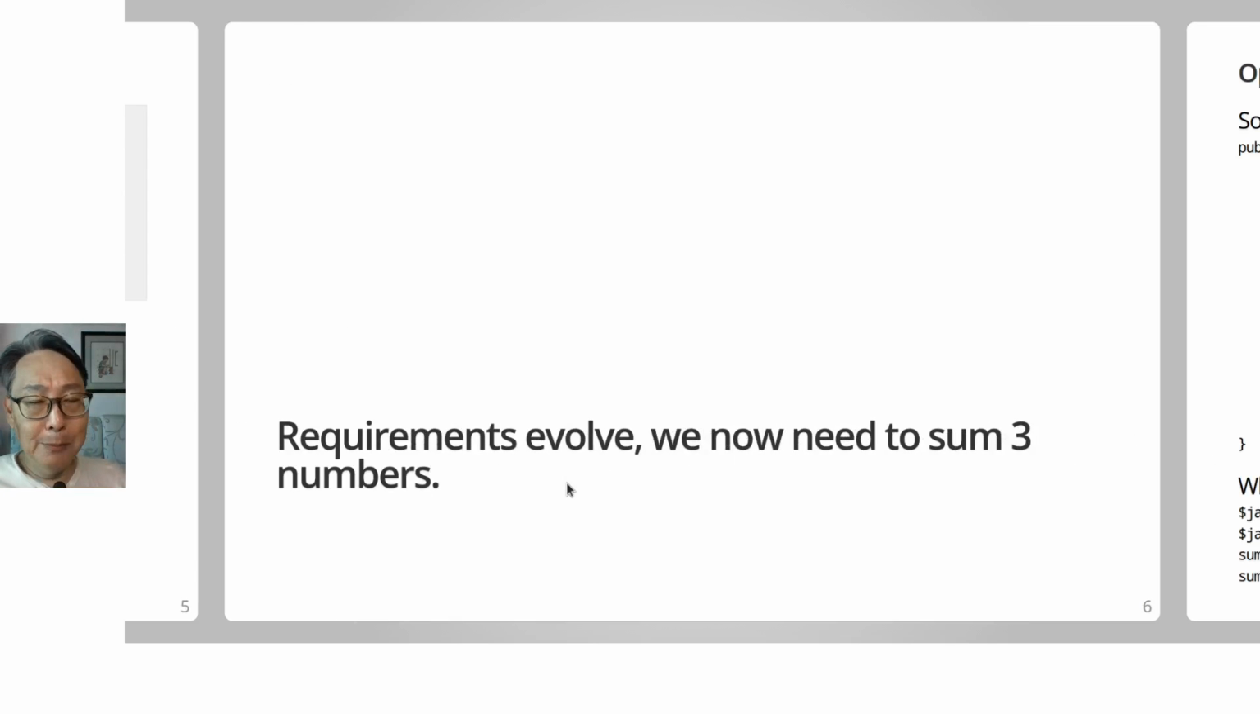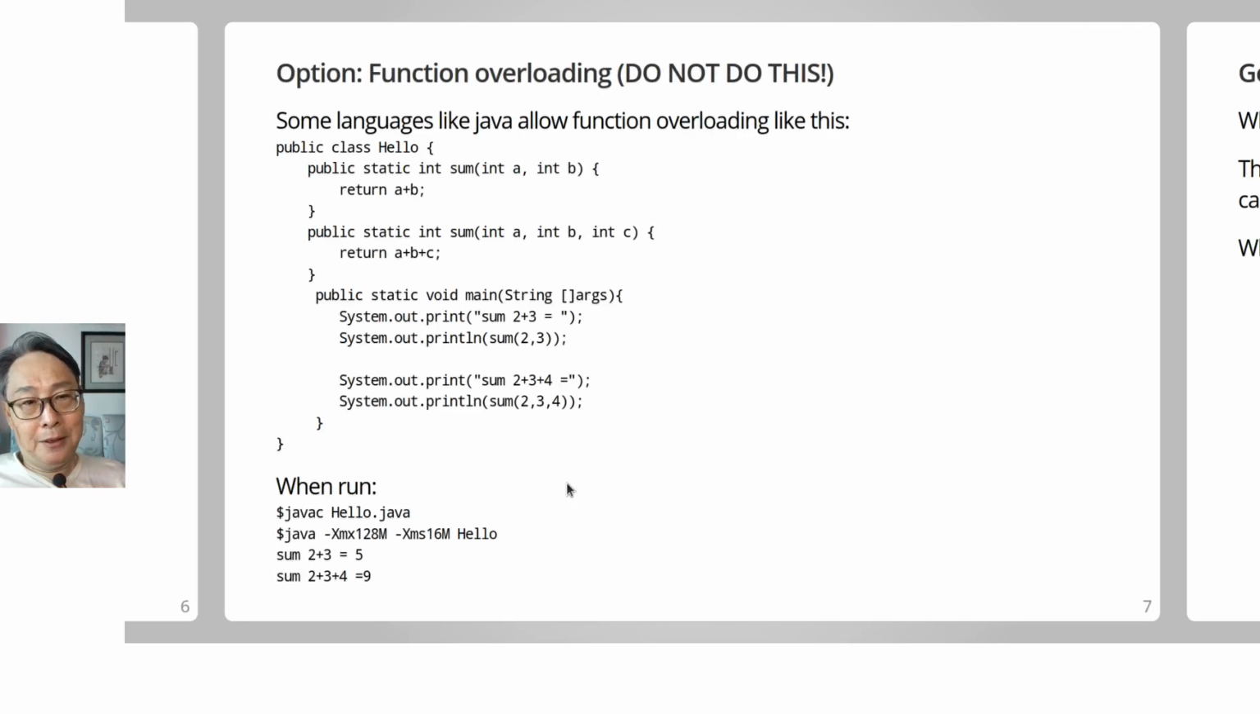Now, as time moves on, requirements evolve, and we now need to sum three numbers. How do we do that? I used to code in Java, and Java has what I thought at that time was a cool thing, function overloading. You could actually have a sum with two integers and a sum with three integers without changing the function name. Scary, isn't it? It recognizes the function signature and it knows how to call the correct function.